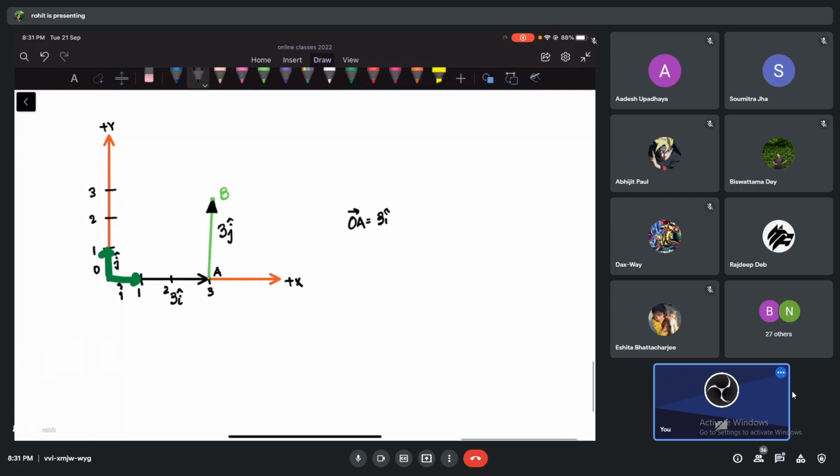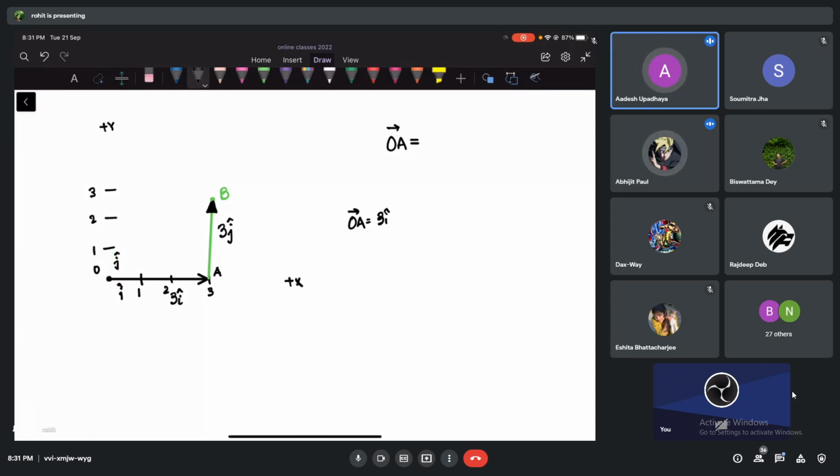Now think. Okay, what is OA, guys? Let's be clear. What is OA? Don't tell me the 3 value. Don't tell me the I cap value. What does OA represent? Distance from O to A in the positive x-axis. He started wrong. He said distance. No. What is OA, guys?